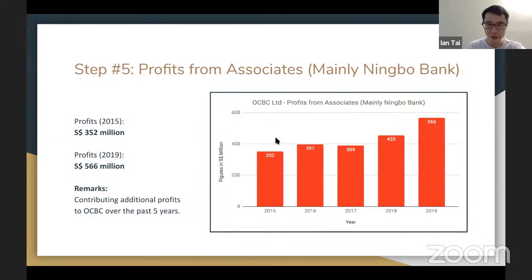So as you can see, the profits for associates, which is mainly contributed by Ningbo Bank, has increased from 352 million Singapore dollars in 2015 to 566 million Singapore dollars in 2019. So this is actually extra income to OCBC Bank, which is very, very helpful.